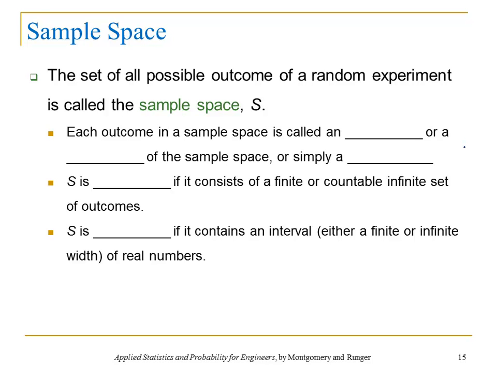Each outcome in the sample space is called an element or a member of the sample space, or simply a sample point. The sample space is discrete if it consists of a finite or countable infinite set of outcomes. So if you can count the number of elements for your sample space, then you can say that you have a sample space that is discrete. On the other side, S is continuous if it contains an interval of real numbers. So in such a case, you might not be able to count the number of elements for your sample space.